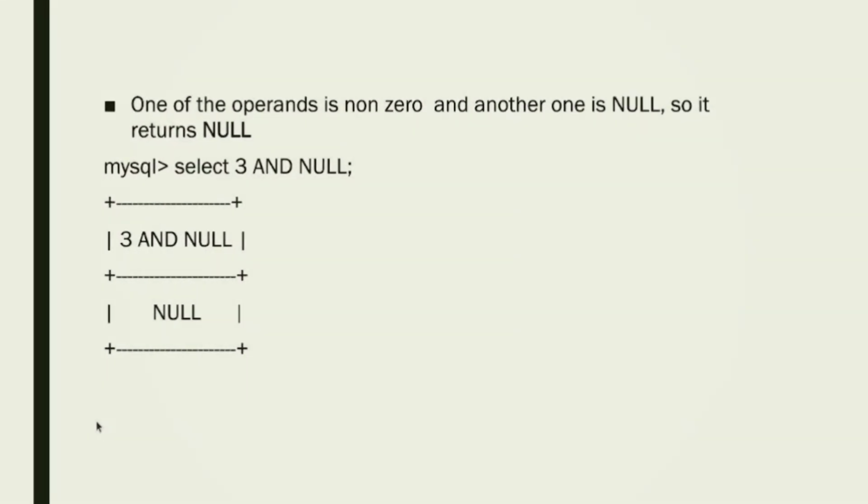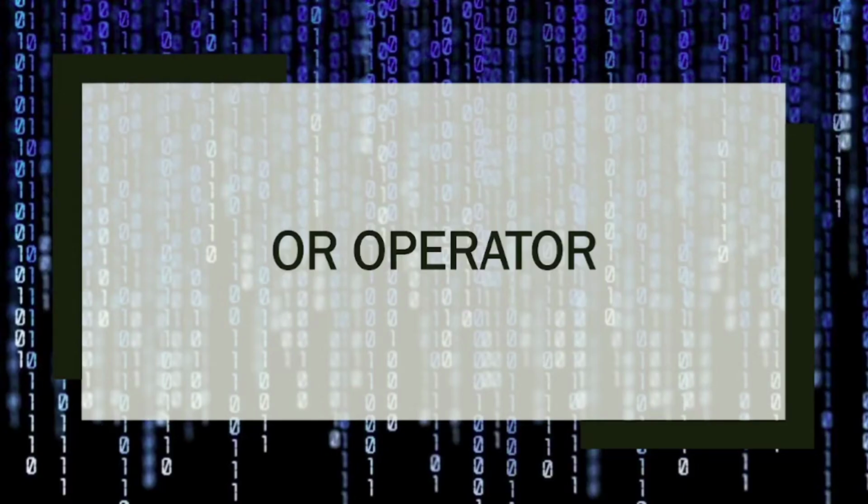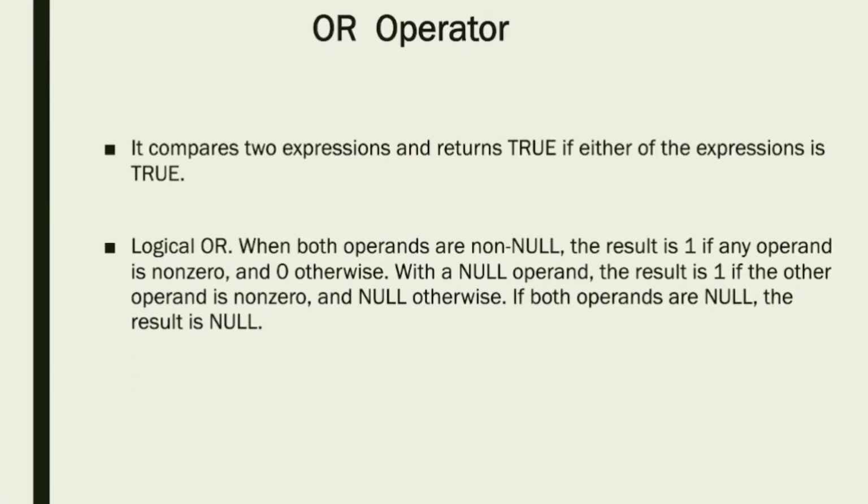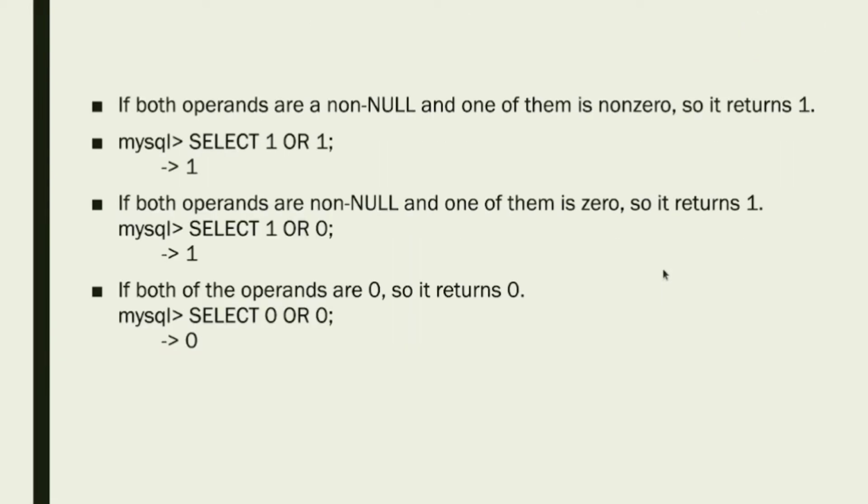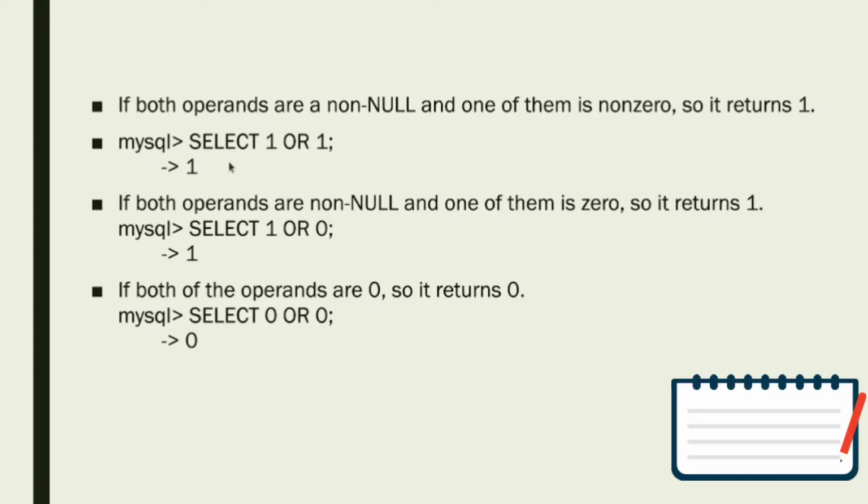Got it? So next, the OR operator. Let's talk about the OR operator. It compares two expressions and returns true if either expression is true. Just note it down, the OR operator definition: if both operands are non-null and one of them is non-zero, it returns 1. Non-zero means 1, 2, 3, like this.